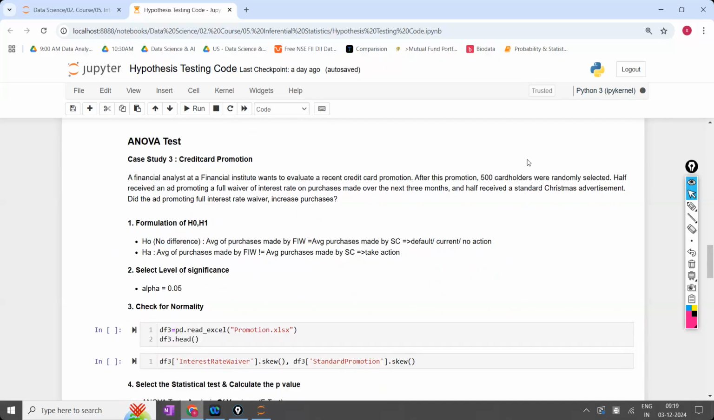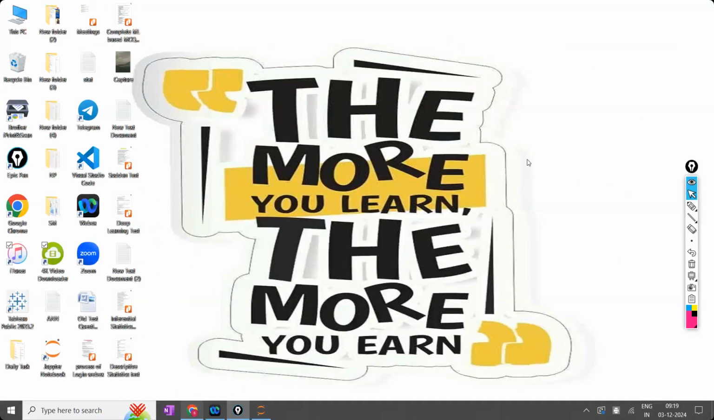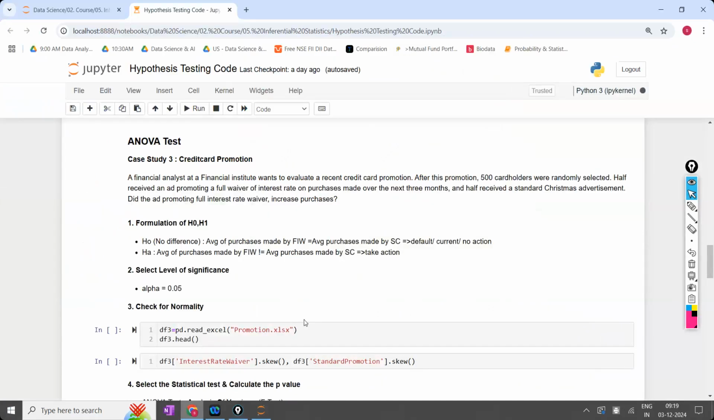Now, when you have a single column, I mean you have only one sample. A single column means one sample or one variable. When you have only one variable, in that case you go with the one sample test. When you have more than one variable, that is two or three variables, where variables here means columns, then you have to go with the ANOVA test. For a single column, you go with the one sample test.